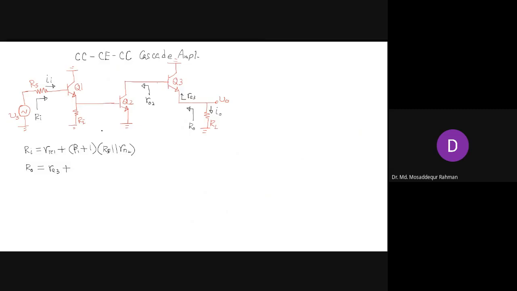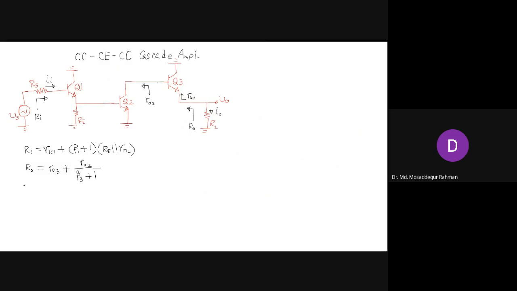So R0 is in the base side of Q3, and we are looking from the emitter side. So we have to apply the resistance reflection rule here, and we write that as r02 divided by beta plus 1, in this case beta 3 plus 1. So that will be the output resistance. You see that this is the output resistance for the common collector. We know the common collector has a low output resistance, so we will have a low output resistance. We are not getting much, divided by beta, and re3 is very small.